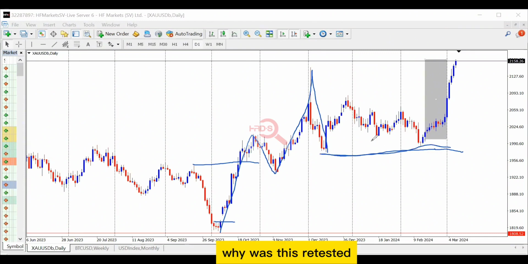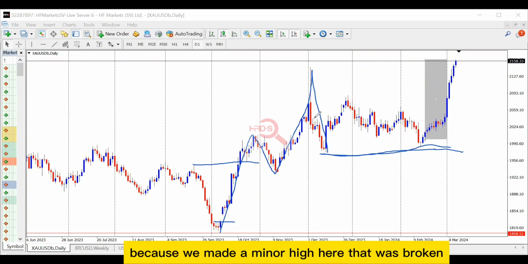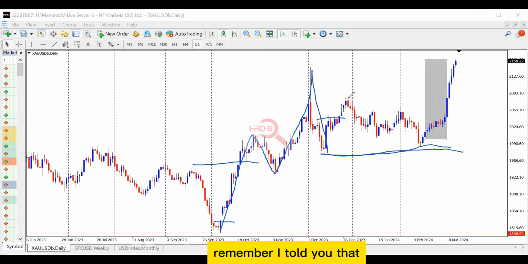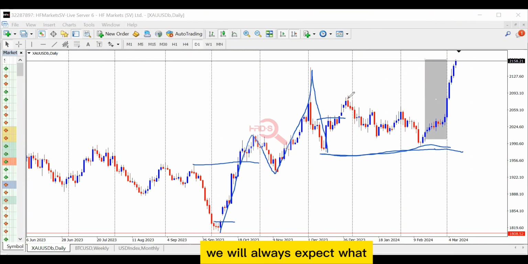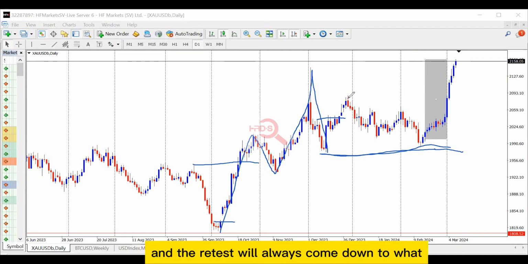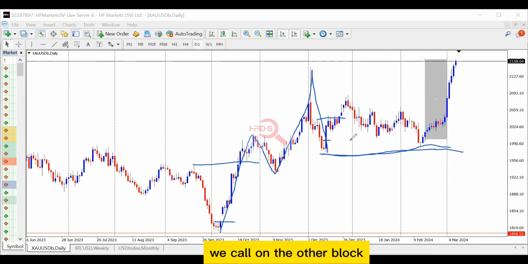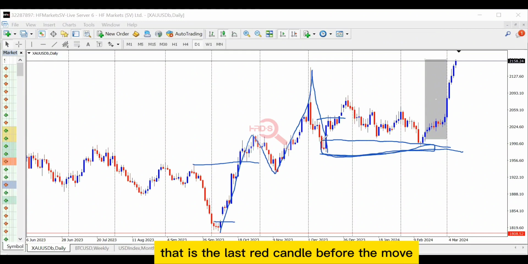Why was this retested? Because we made a minor high here that was broken. Remember, I told you that anytime market is reversing to the opposite direction, we'll always expect what? A retest, and the retest will always come down to what we call an order block. I hope to be able to teach this. That is the last red candle before the move, or just any zone to fill up a gap. Maybe we can touch that later.